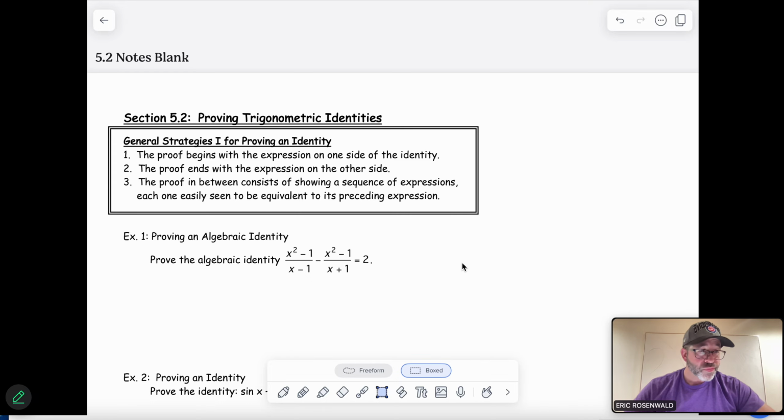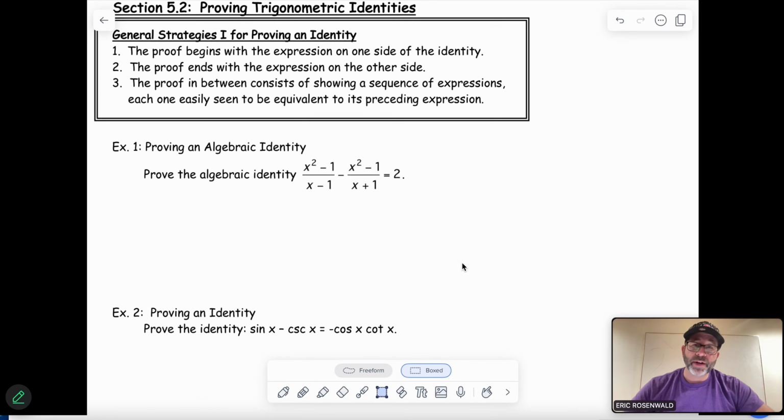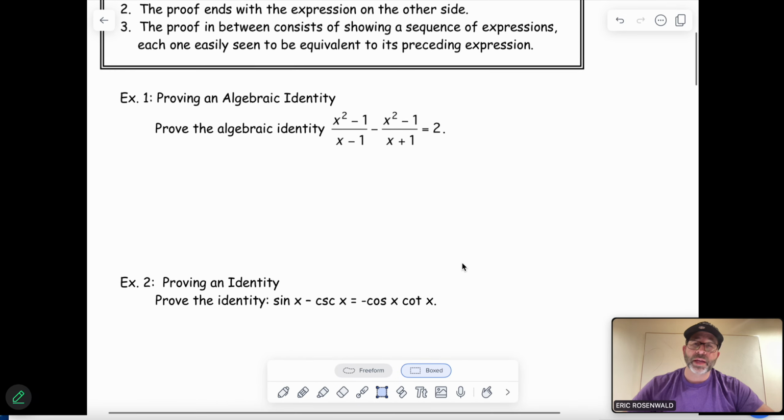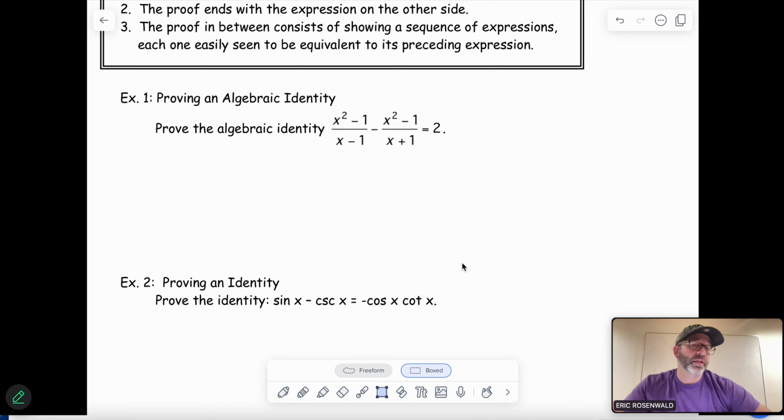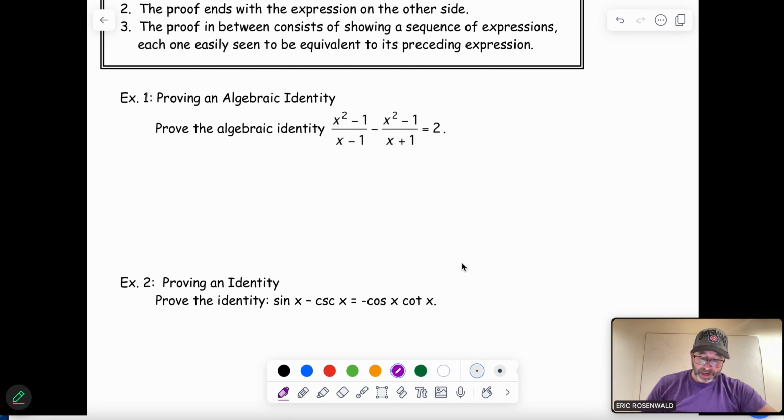All right. So let's start with the first one here, 5.2, example number one. It says prove that this left side is equal to the right side. Now, this is what we call an algebraic identity because there's no trig involved, it's just algebra. And I am telling you that it is, in fact, true that this left side of the equation actually does equal the right side of this equation.